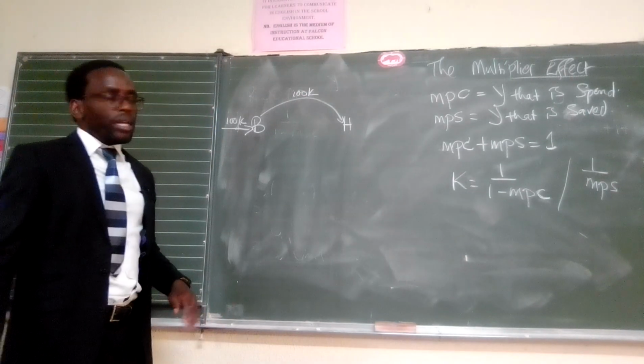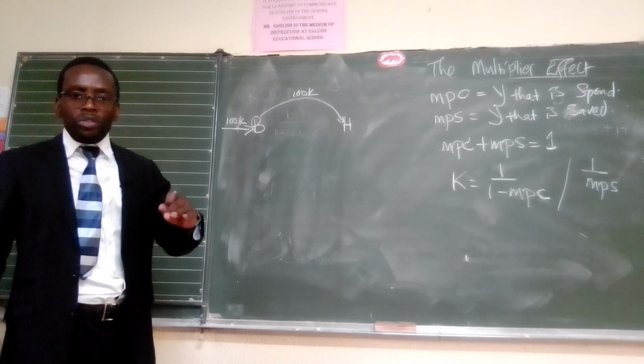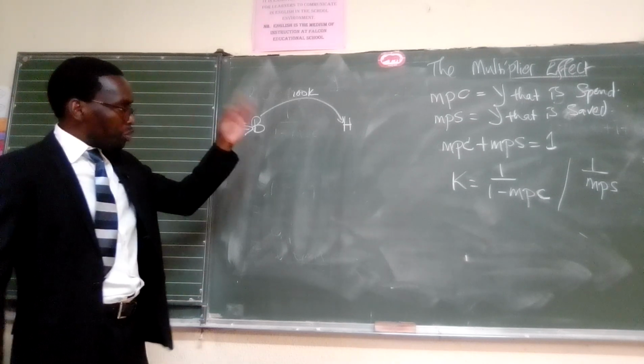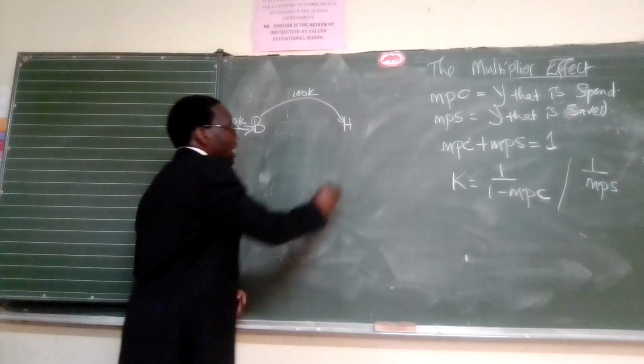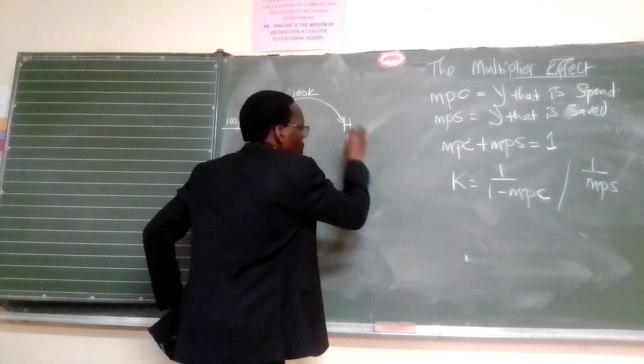And then you as a household, let's assume that you are going to save 0.1% of this 100,000. It would mean that in the first round, you are going to save 0.1.